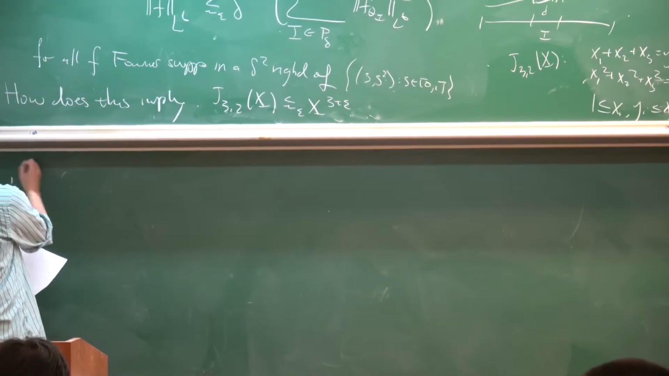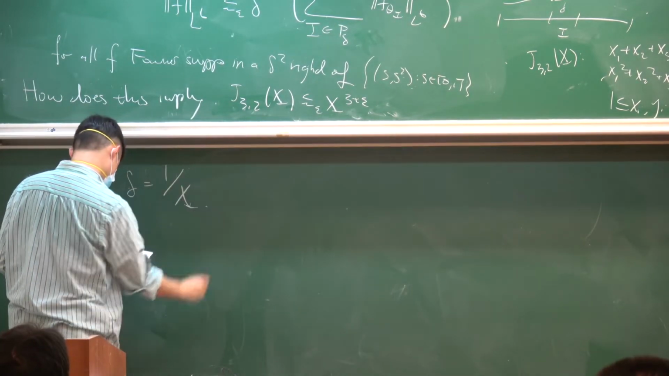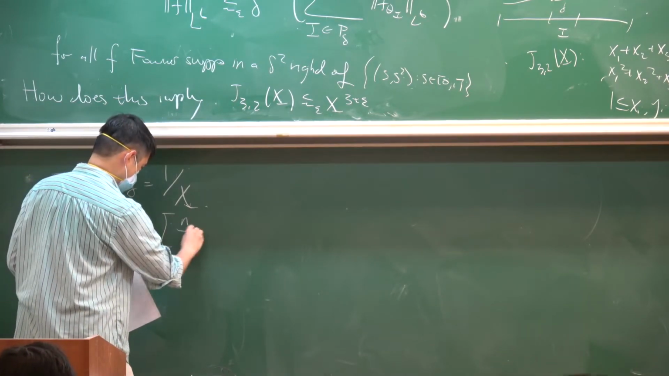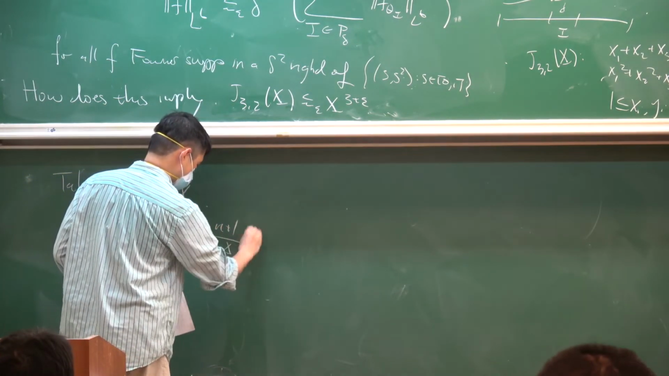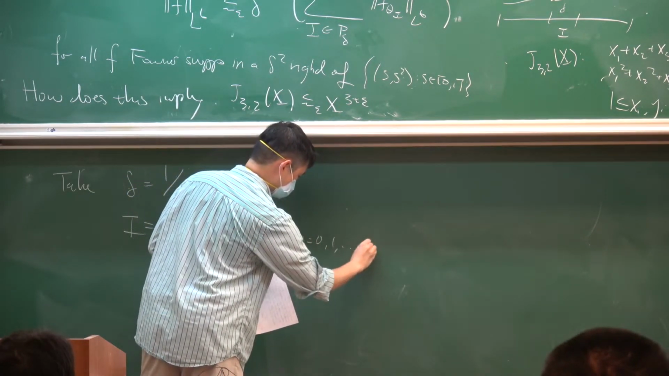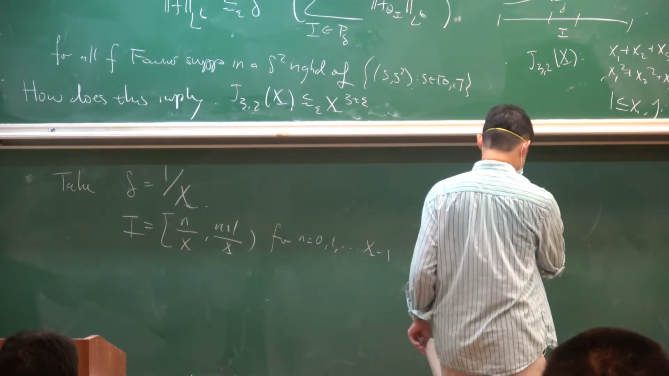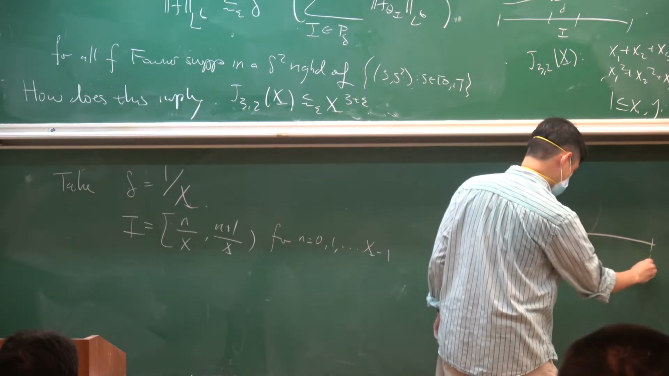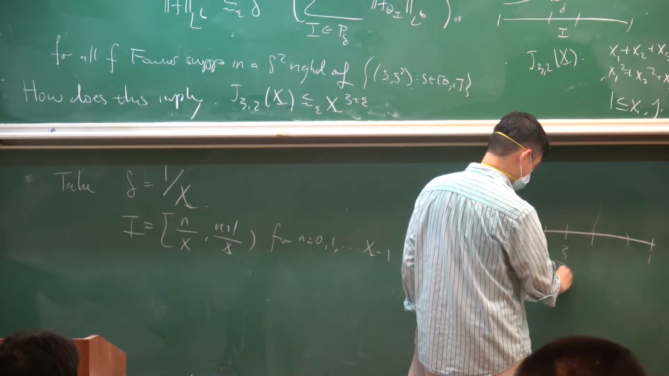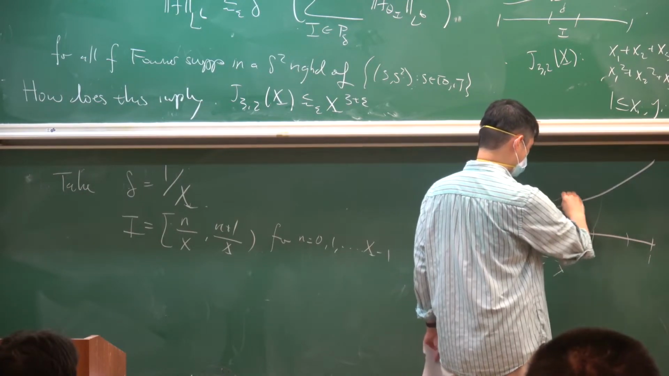Okay, so we're going to take delta to be 1 over x. We're going to pick I to be the interval n over x comma n plus 1 over x for, say, n equals 0, 1 to x minus 1. And what function are we going to pick? Well, basically, let's draw a picture of the function first. 1 over x, 2 over x, 3 over x. And then we have the 1 over x squared neighborhood of the parabola.